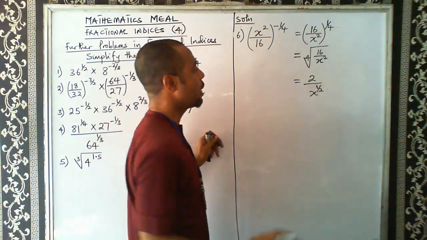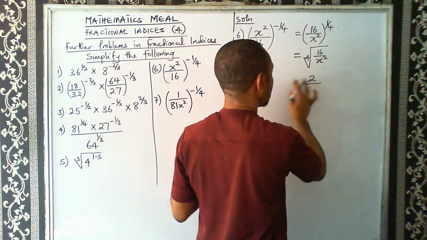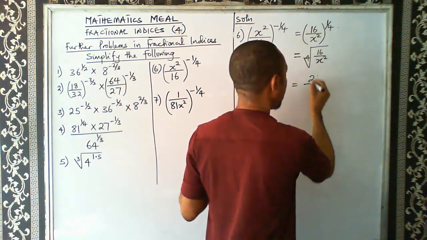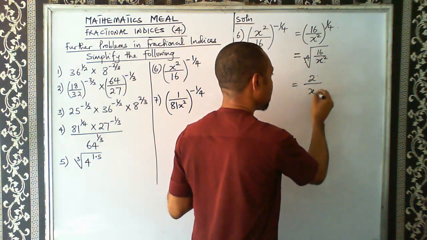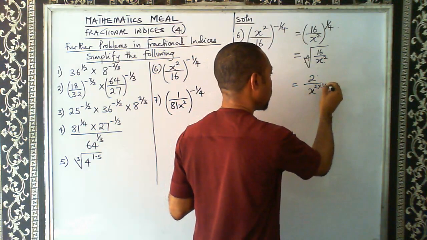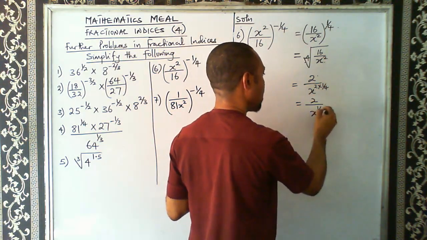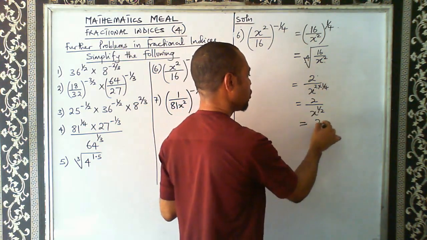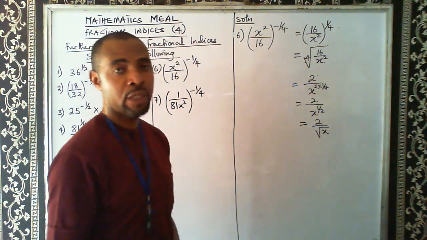So when we now say 4th root of 16 is what? Is 2. Then we now say 4th root of x raised to power 2 is x raised to power 2 times 1 over 4. And that will give me 2 over x raised to power half. And x raised to power half is actually square root of what? Of x. The square root of x.